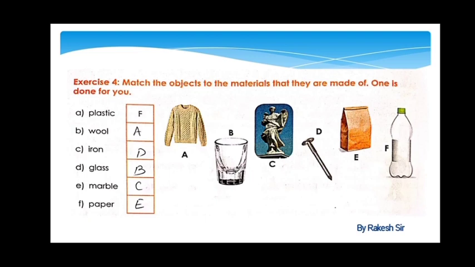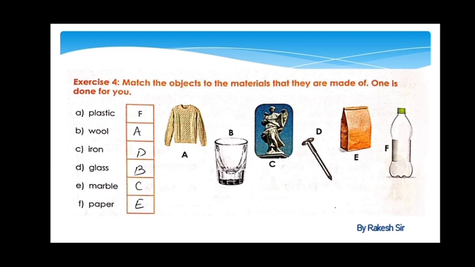Now the fourth one, exercise 4. Some objects are given here; match the objects to the material that they are made of. That means some objects and some materials are given, so what you will do is just match.